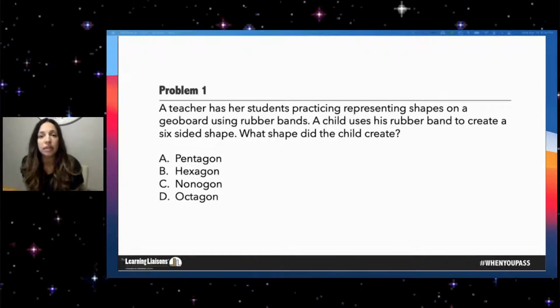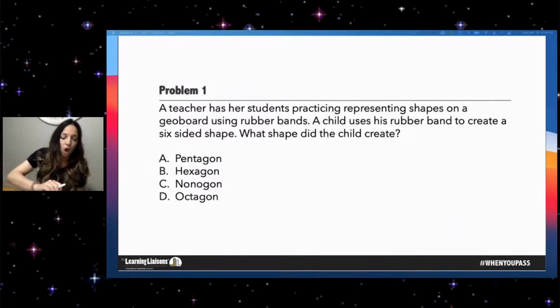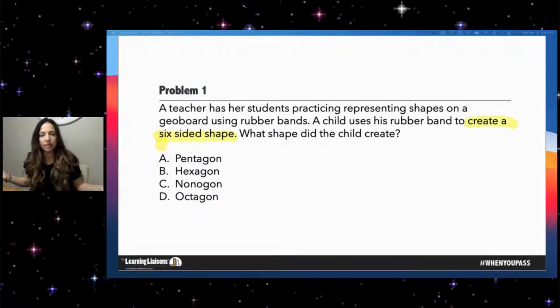This question is definitely geared towards our pre-K through 3 test takers. I know we've got people from pre-K all the way through 12th grade. It's important that you know the names of shapes, but this kind of question is definitely geared towards our pre-K people. So we look at this and we see that a child is using their rubber band to create a 6-sided shape. As long as you know what a 6-sided shape is, you're good to go. You're going to be able to solve this problem, no issue.